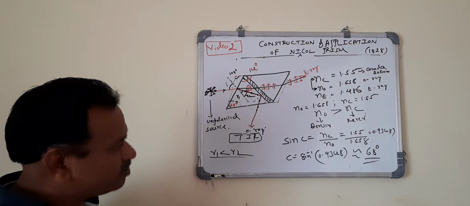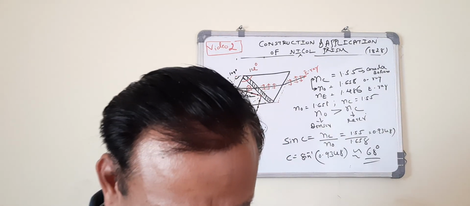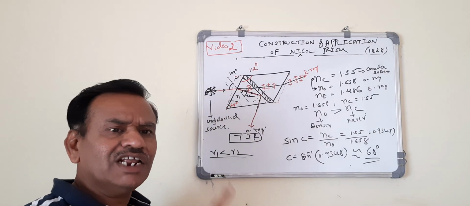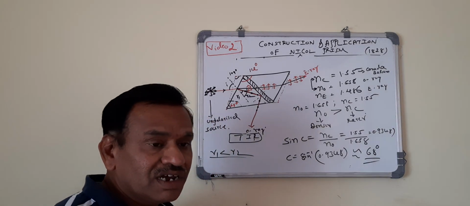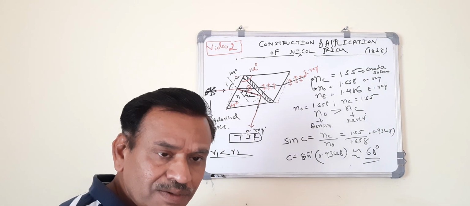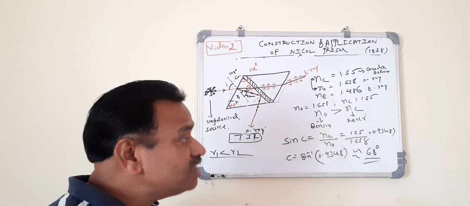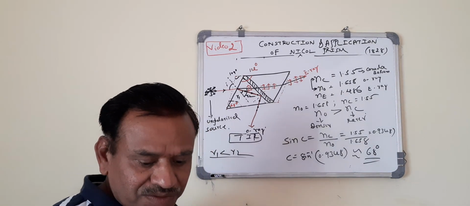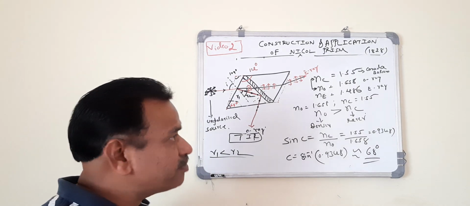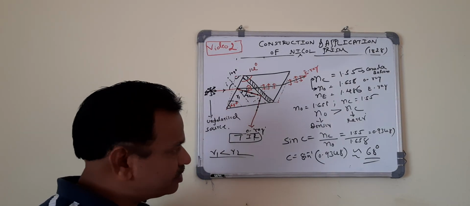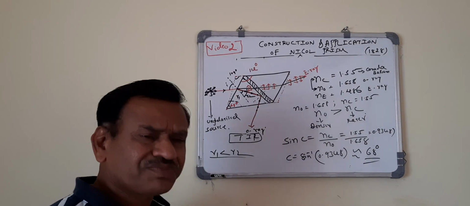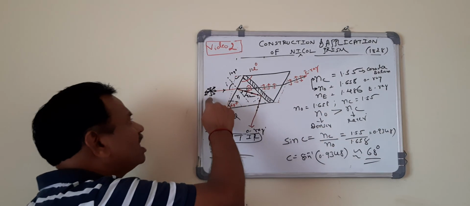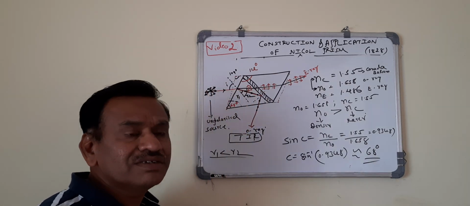What is the use of the Nicol prism? The Nicol prism is an efficient device for the production of polarized light and also for the detection of polarized light. I think you are doing the polarimeter experiment in B.Sc. second year, which involves the Nicol prism. The Nicol prism is used as a polarizer and also as an analyzer. A polarizer converts unpolarized light into polarized light.